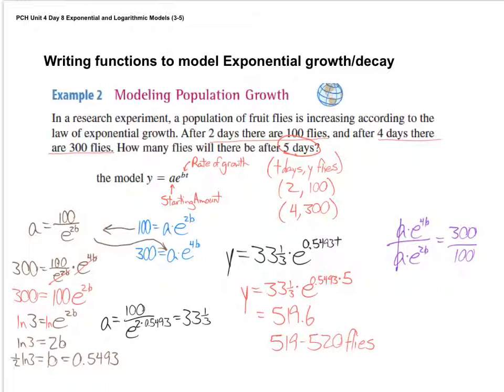I have division, so I'm going to subtract the exponents. I have e to the 2b, and then 300 over 100 is 3. At this point, everything after this is the same as what we had down here. So we get to this point a little bit faster. If you like to do it that way, great, if not, just do whichever way is most comfortable to you.